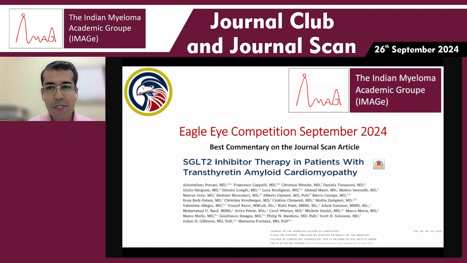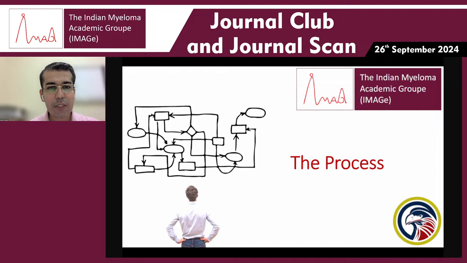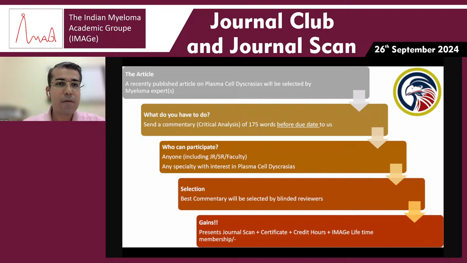So, coming to the Eagle Eye competition, the article for Journal Scan for this month was SGLT2 inhibitor therapy in patients with transthyretin amyloid cardiomyopathy. It was published in the Journal of the American College of Cardiology in 2024, earlier this year. For people who have newly joined, we select an article on plasma cell dyscrasias. We invite commentaries from whoever is interested in the field, limited to 175 words, before a deadline. The best commentary will be selected by a team of blinded reviewers, and the winner will present a journal scan, get a certificate, and also get IMA lifetime membership worth rupees 5,000.